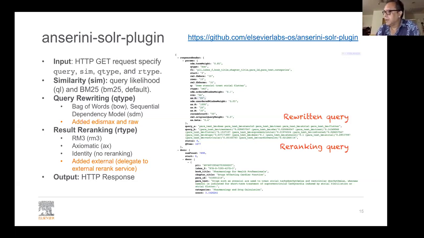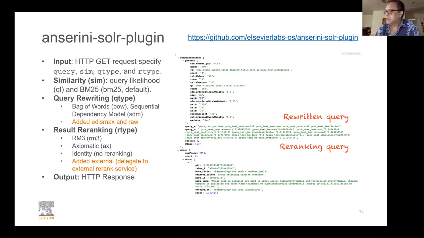That's what they used. And so edismax seemed to be kind of similar on the Solr side. So we did an edismax. Also, we have a raw where you can just pipe in whatever Lucene query you want, and it'll just use it. And the R type is for result re-ranking. So once you get back the results from the rewritten query, you want to re-rank them using some kind of algorithm. So again, Anserini gave us RM3 and axiomatic.